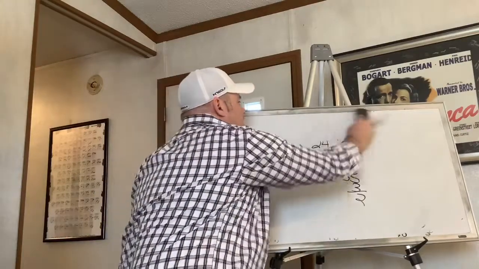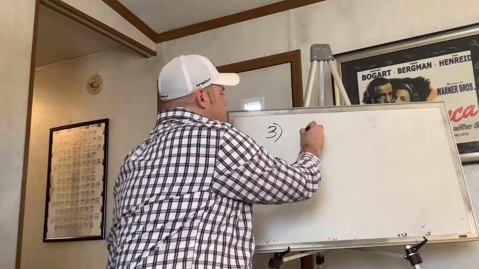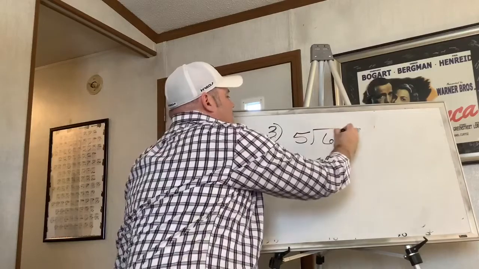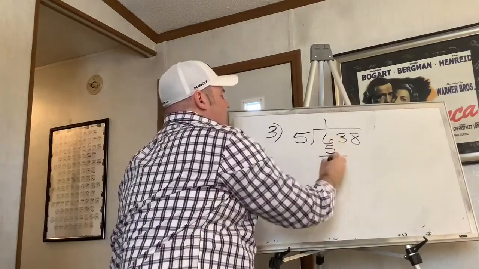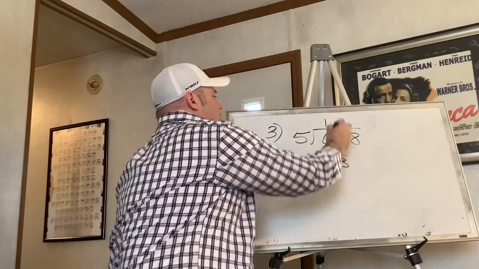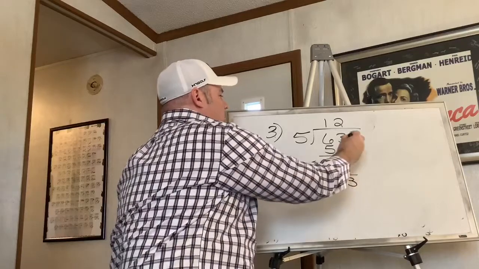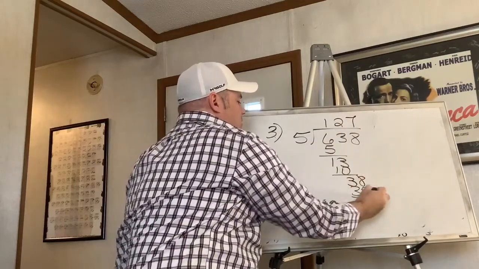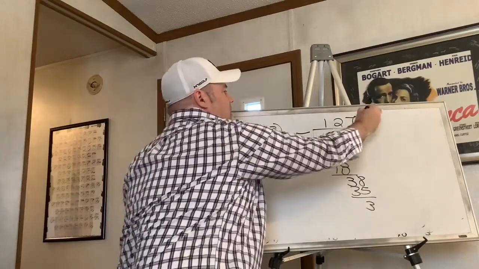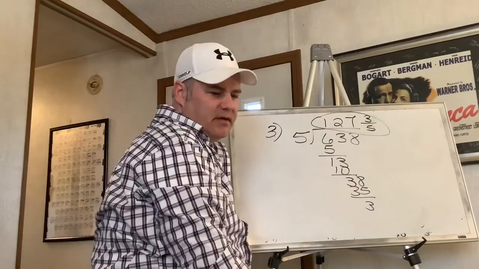Number 3 is 5 into 638. Okay, 5 goes into 6 one time. Goes into 13 twice. And bring down the 8, goes into there 7 times. There's a remainder of 3, and so that goes over the divisor. 127 and 3/5.